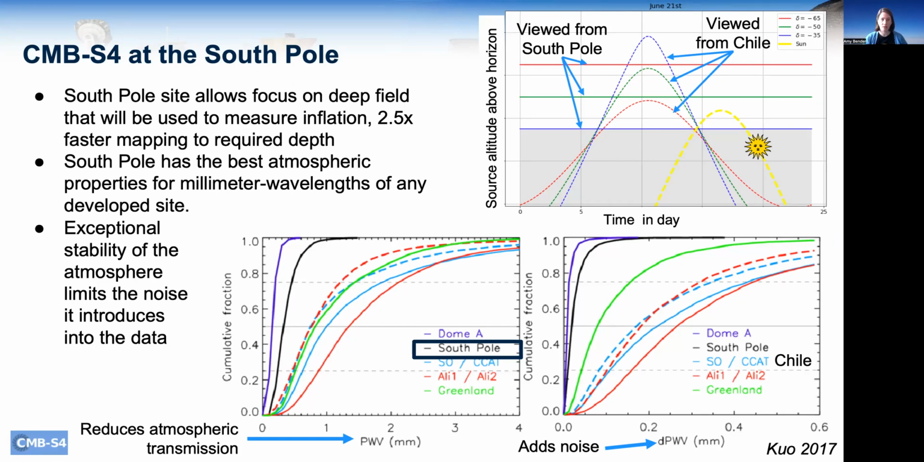The South Pole also has the best atmospheric properties for any millimeter wavelength site that is developed. So down here on the right, you see a plot showing fluctuation power in atmospheric water vapor, which introduces noise into microwave data. And so by having exceptional stability at the South Pole, it really limits the impact of that noise on our measurements. You can see here the black line shows the South Pole compared to other sites. Dome is a little better. Down here in blue, for example, is the Atacama Desert in Chile, which is our other site.